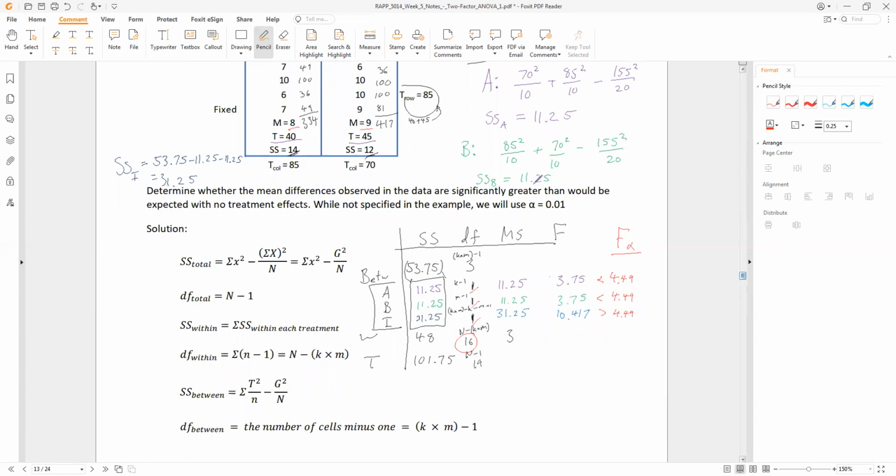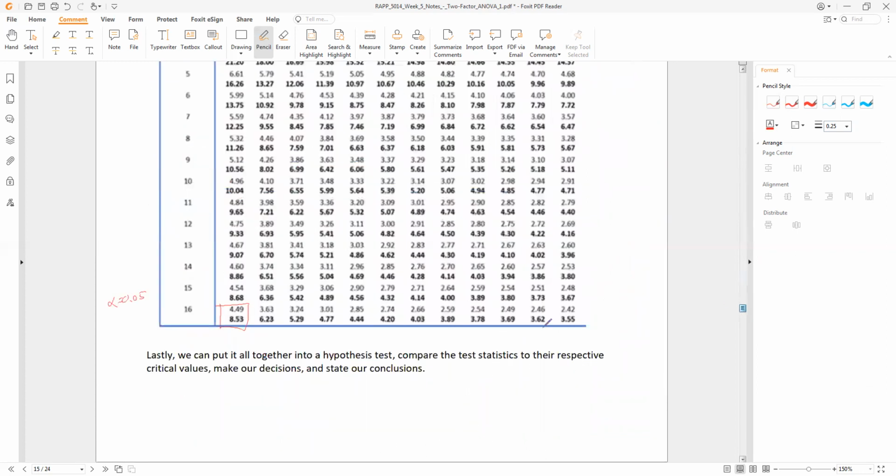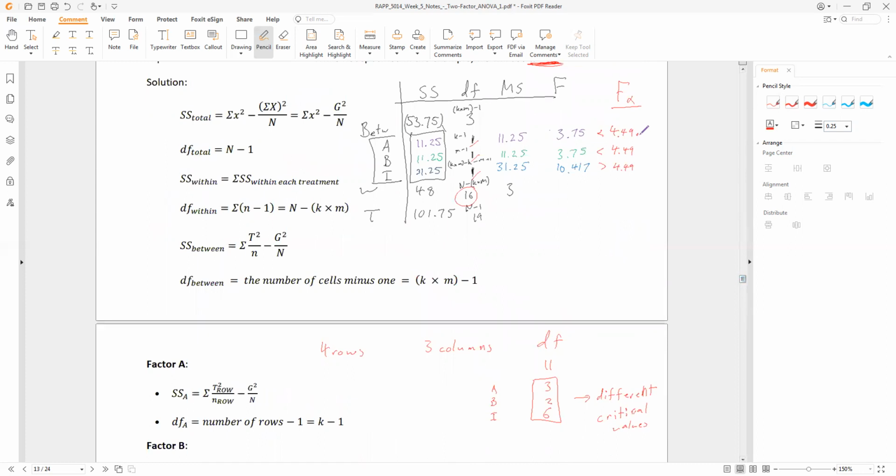Right, and then this says we can use alpha. Oh, sorry, I forgot this is alpha equals 0.01. I didn't see that part. So I guess we should have used 8.53. It wouldn't have changed anything, right? Because these are still not significant, and the last one is still significant. This is for 0.05. This is 0.01. So either way, we have two not significant and one significant.